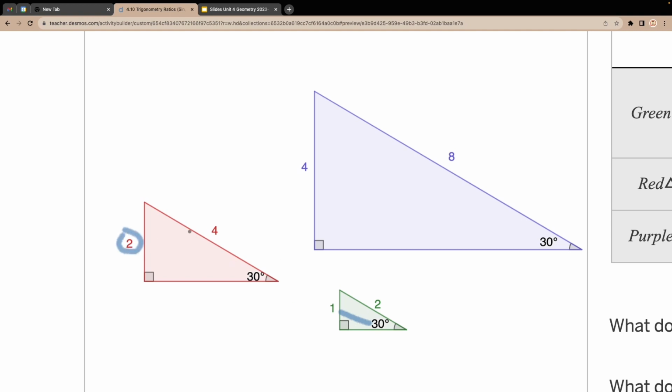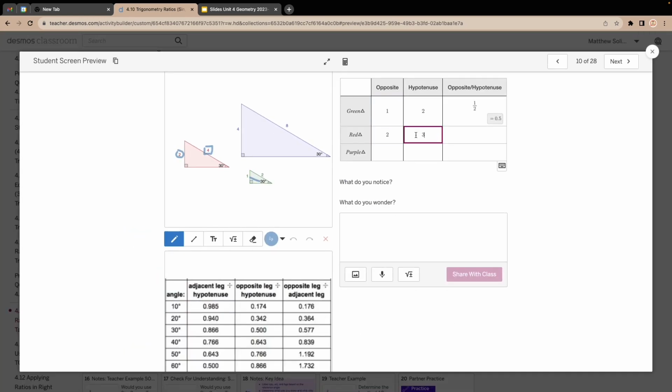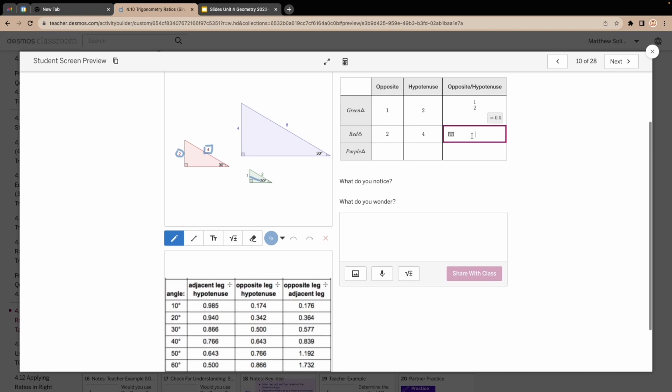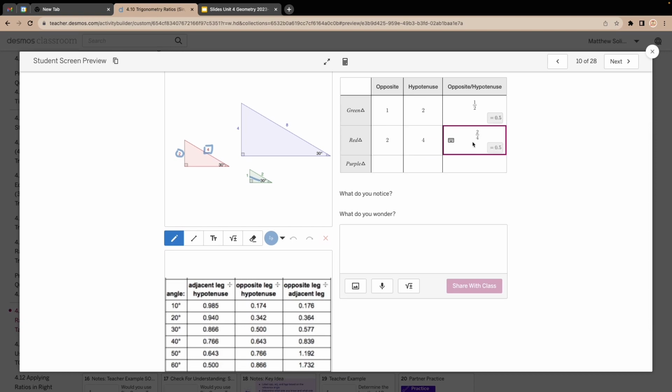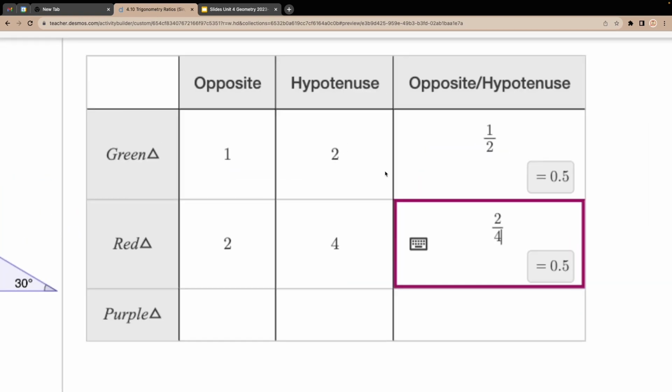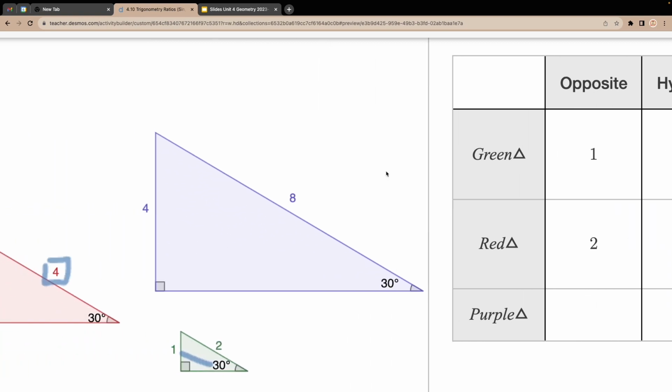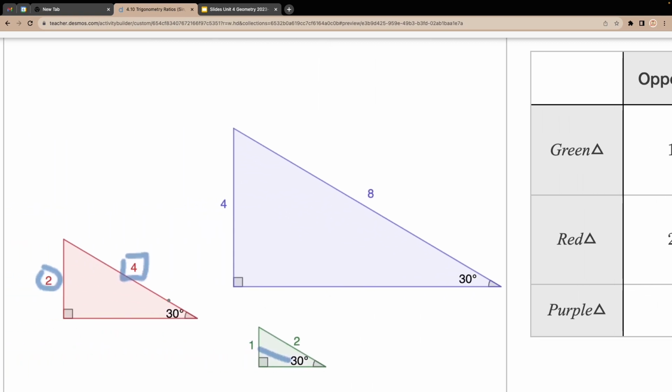The opposite side is 2. The hypotenuse is 4. So I'm going to do 2, 4, and then I'm going to do opposite divided by hypotenuse. I still get 0.5. This is what I mean by all the ratios are the same if that reference angle is the same. So let's make this triangle 4 times as big.